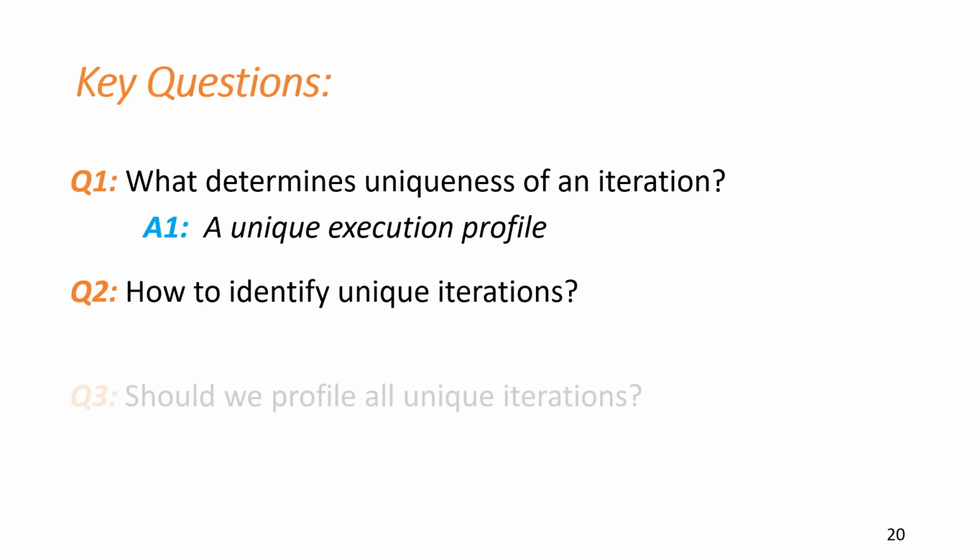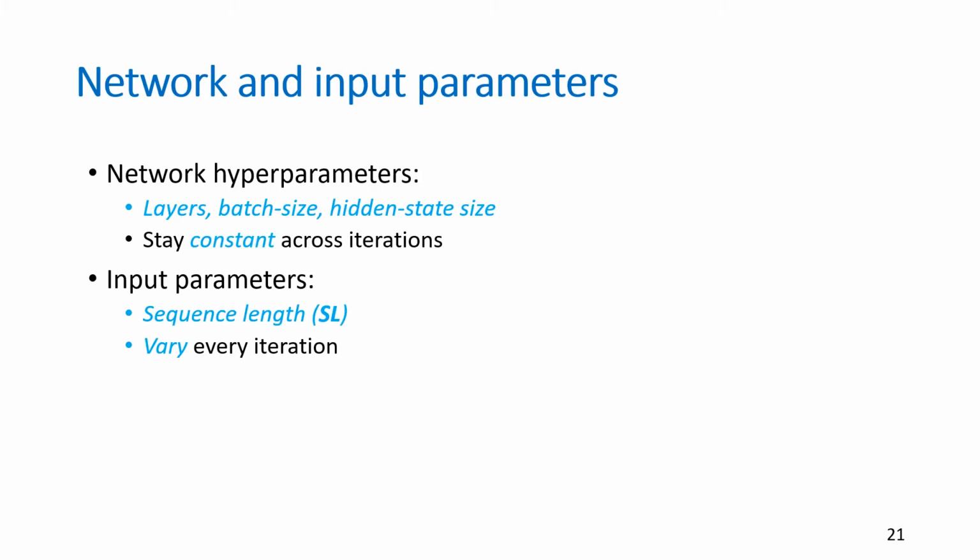Coming to the next question of what causes these iterations to be unique and how can we identify them without overheads. There are several factors that can affect the execution profile of training iterations. While network hyperparameters such as number of layers, hidden state size, and batch size remain constant throughout training, the input parameters, specifically the sequence length, can vary across iterations. We therefore study the impact of sequence length on the execution profile and make the following three key observations.